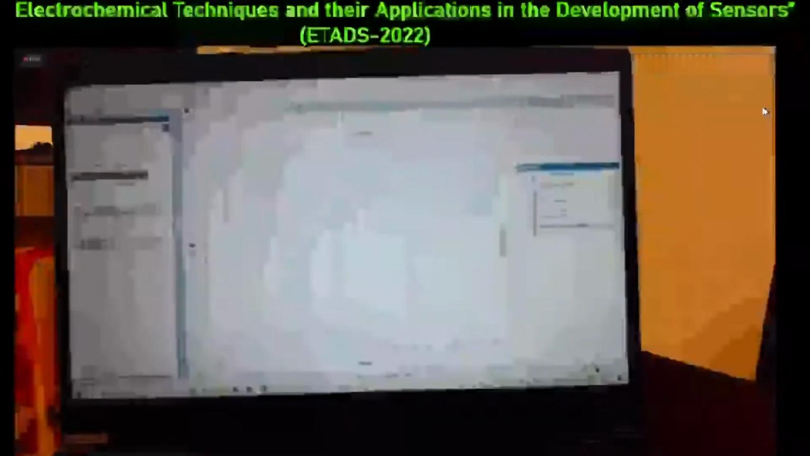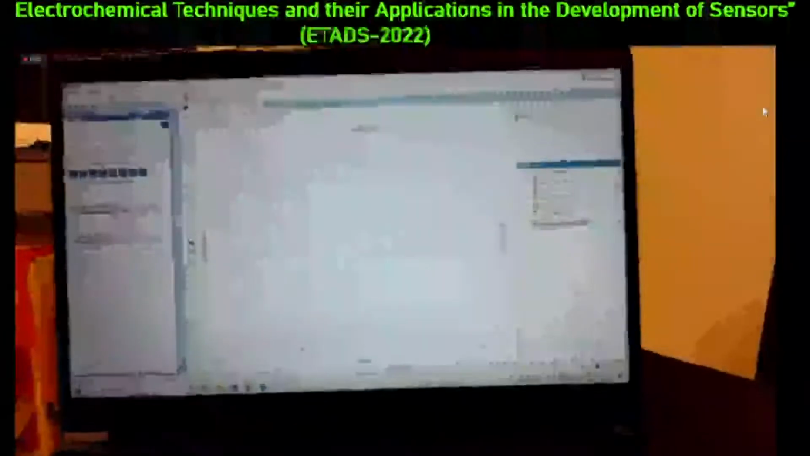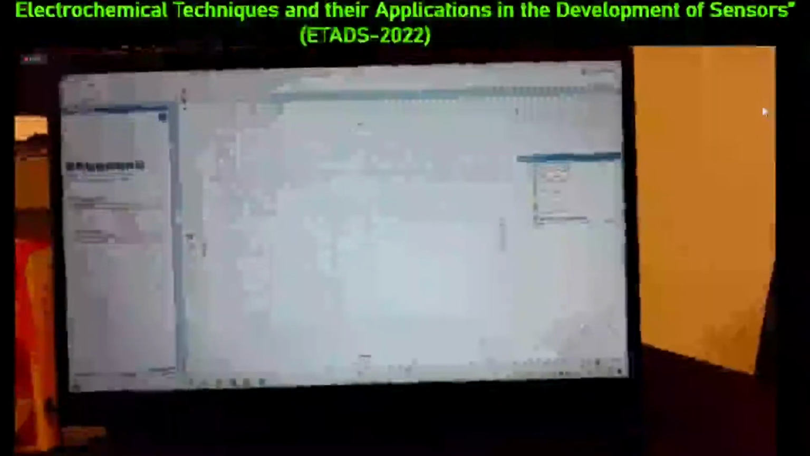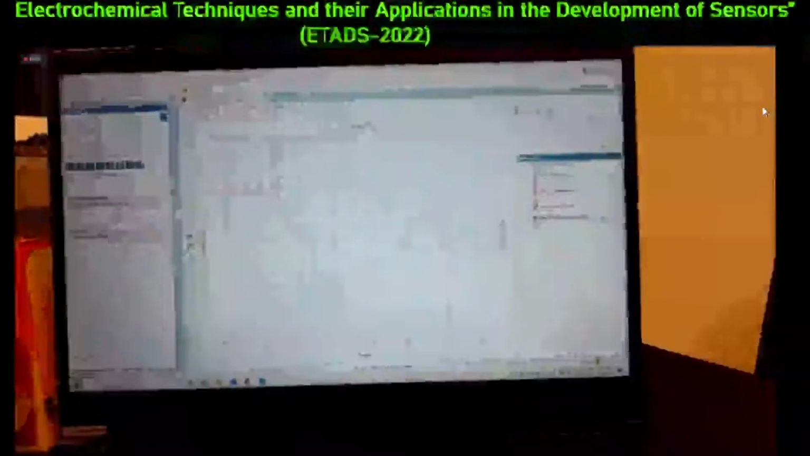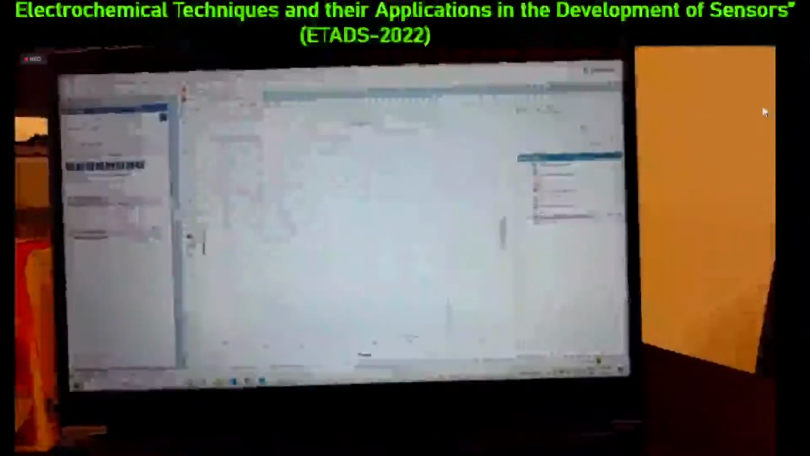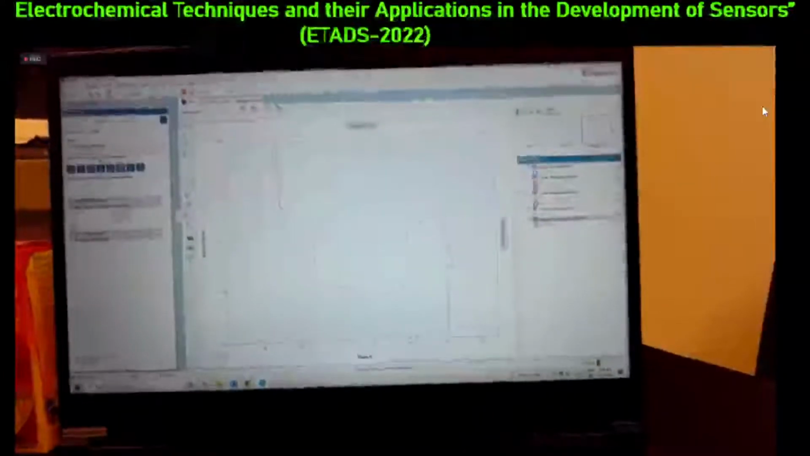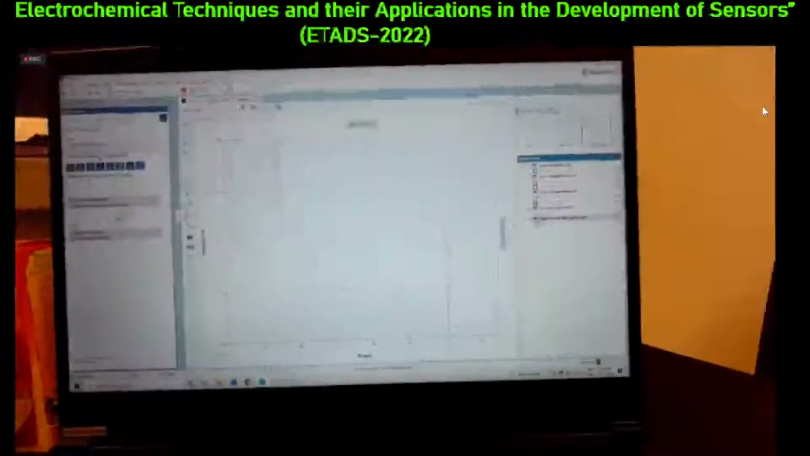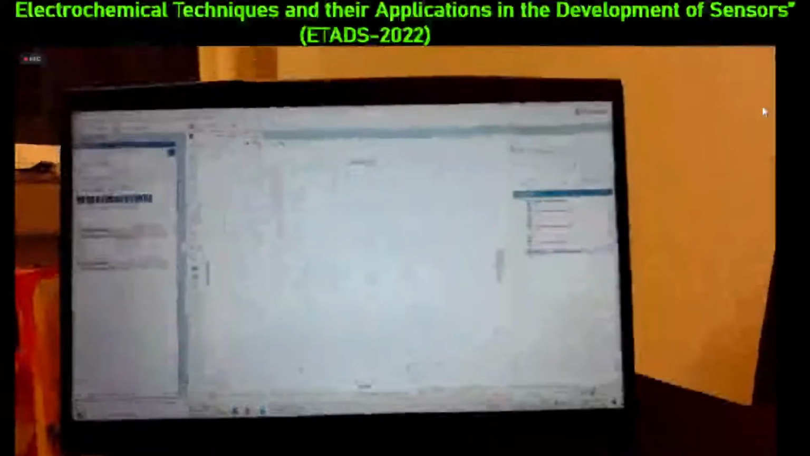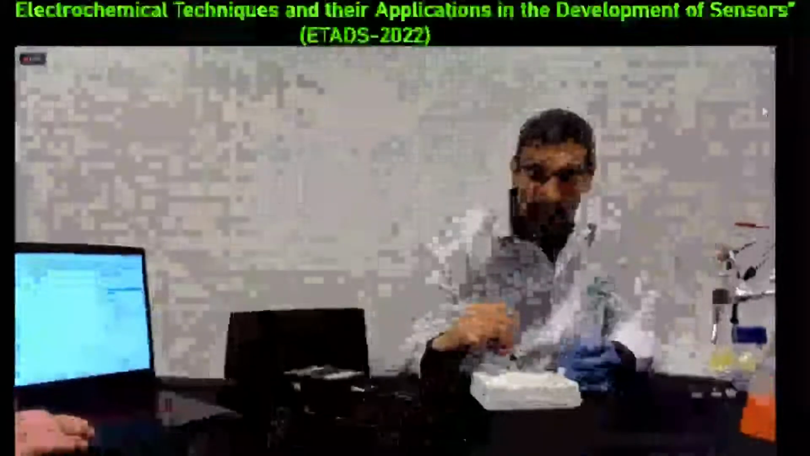I will move down again to pH 9. I'm doing bigger steps here, so it's easier for you to see it on the screen. There you go. So I'm moving to pH 9 again. So that's it.